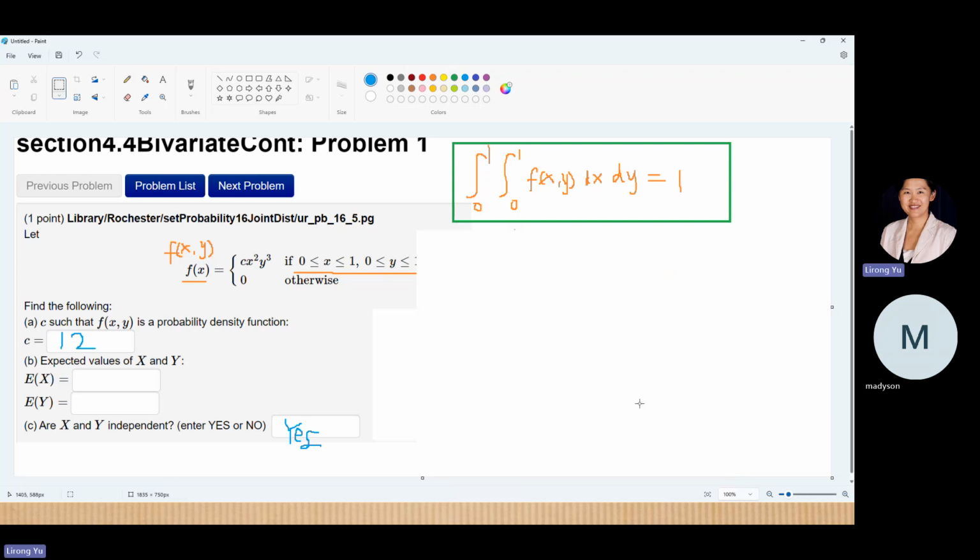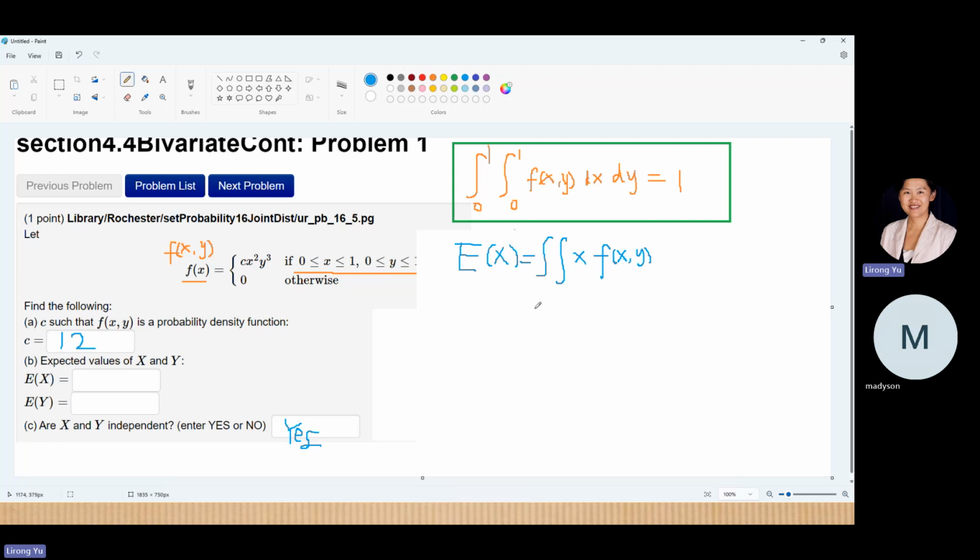Well, we know they are supposed to be 12. So how do we calculate E of x? E of x is an integration. So it's going to be, again, a double integration. It's x multiplied by the density. Remember, in the discrete case, E of x is x times the probability of x and a summation. So in the continuous case, E of x is x times f of x and the integration. But we have a double integral, so this is going to be a double integral.